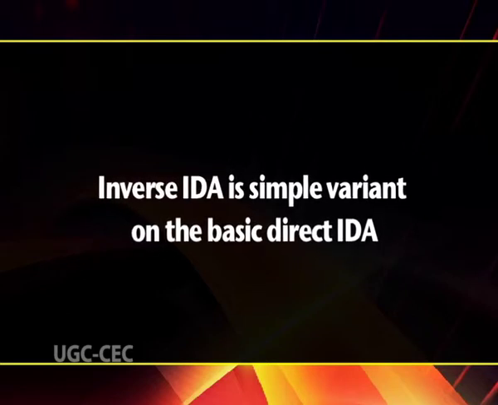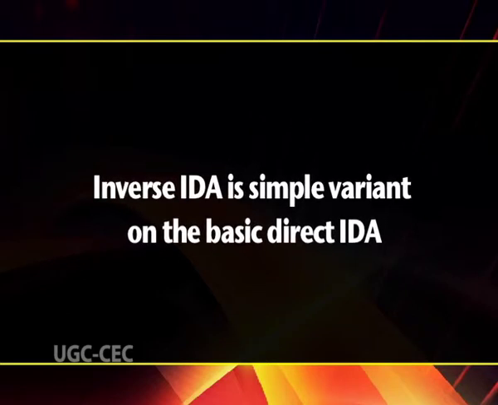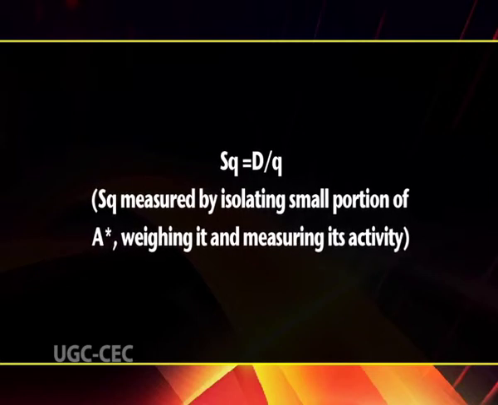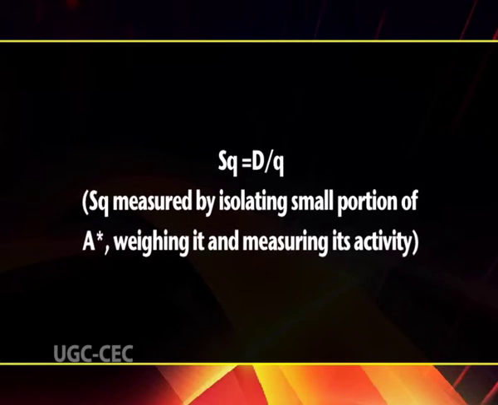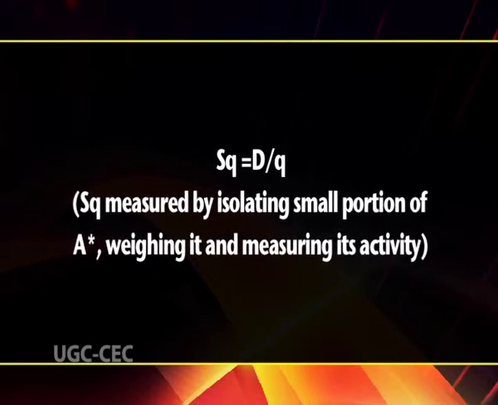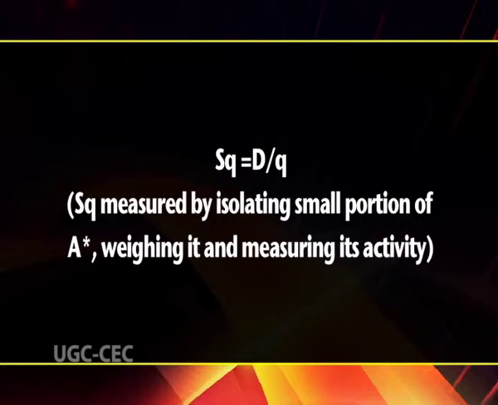Inverse isotope dilution analysis is a simple variant on the basic direct IDA. In inverse isotope dilution analysis, we measure the change in specific activity of an unknown radioactive material A asterisk after diluting it with inactive A. Specifically, let us assume that we have Q milligrams of a radioactive substance A asterisk whose specific activity is known. That is, SQ is equal to D by Q. SQ can be measured by isolating a small portion of A asterisk, weighing it and measuring its activity.